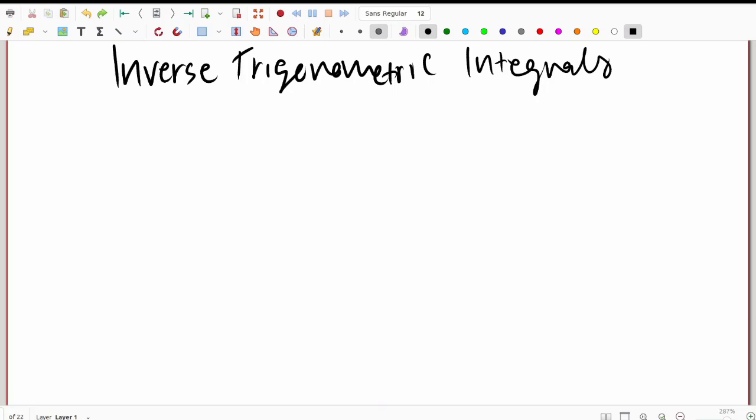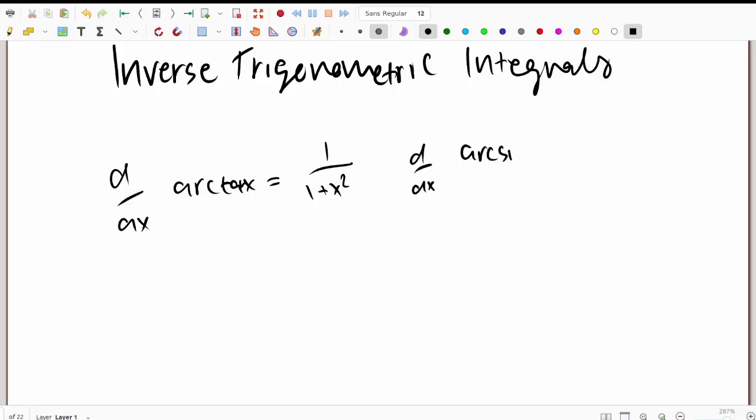Let's look at inverse trigonometric integrals. So remember that the derivative with respect to x of tan inverse, or arctan of x, is going to be equal to 1 over 1 plus x squared. Similarly, the derivative of arcsin x is going to be equal to 1 over square root of 1 minus x squared.